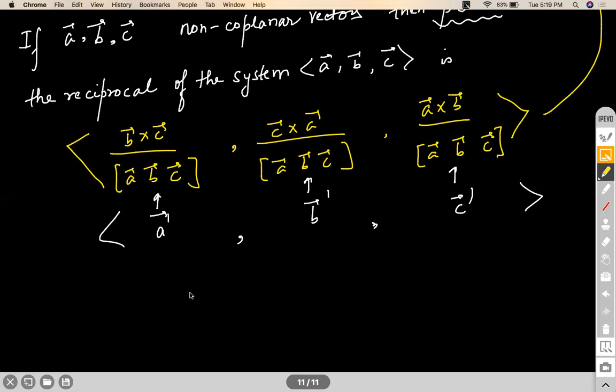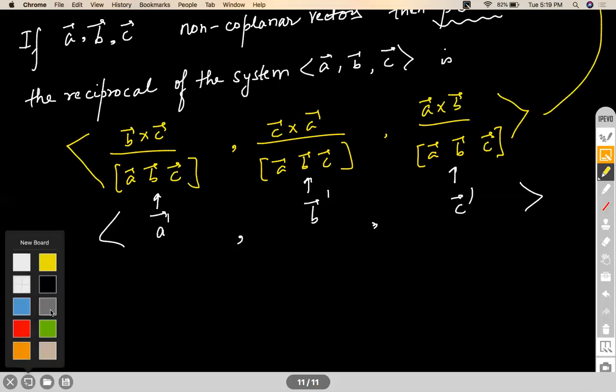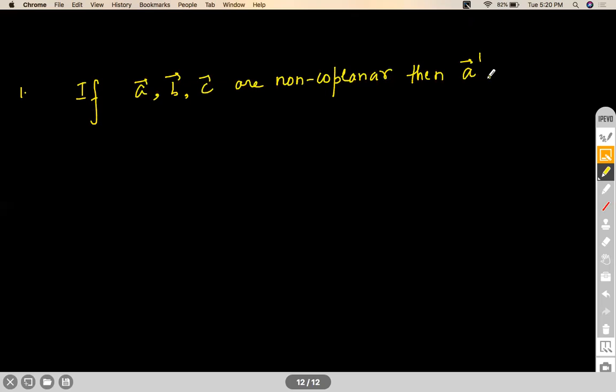All right. Let us look into some properties of reciprocal system of vectors. First property is, if A, B, C are non-coplanar, then its reciprocal system of vectors would also be non-coplanar. This is very trivial. It doesn't require any explanation.